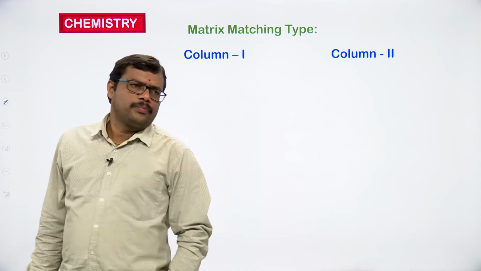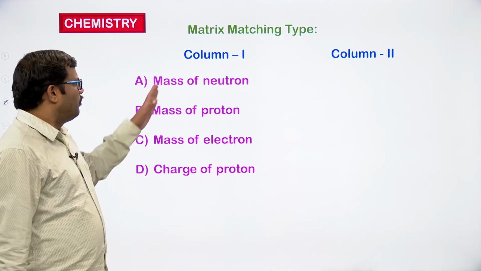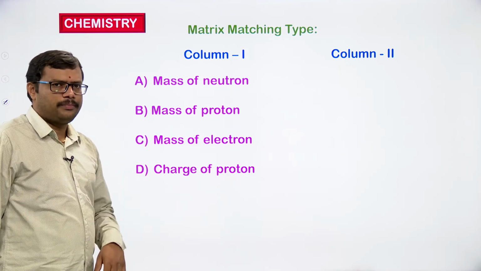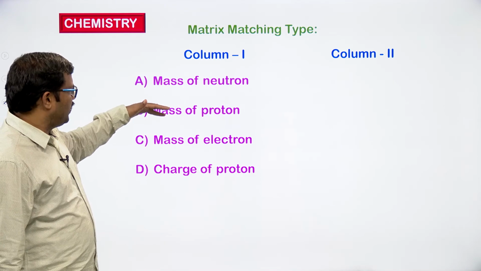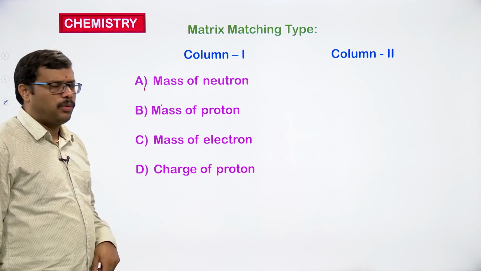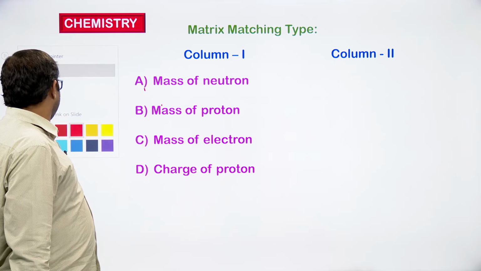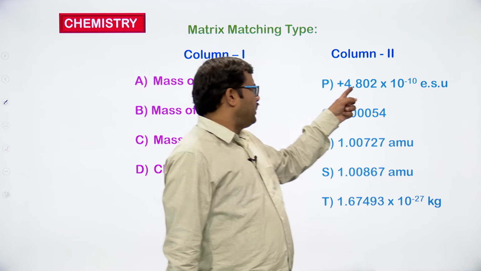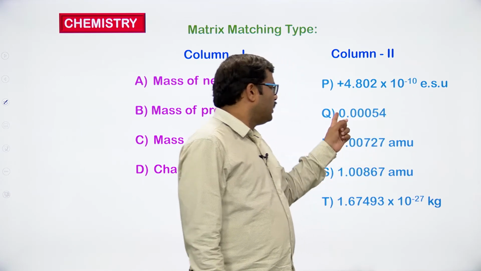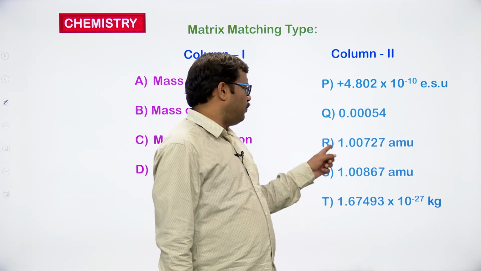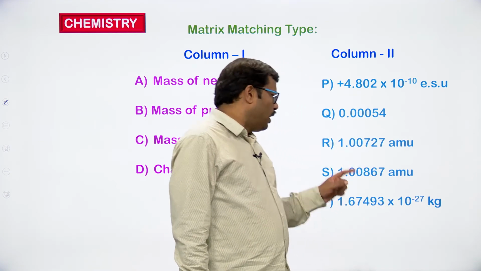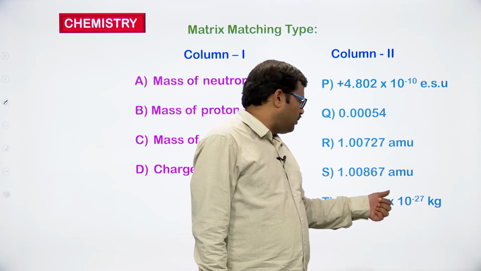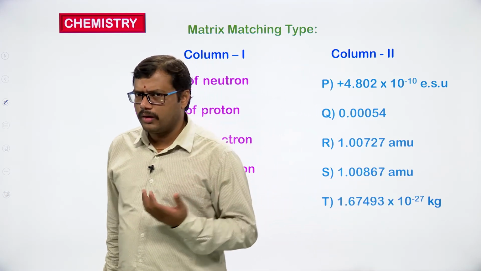Let us see one more. Can you please try this one? Mass of neutron, mass of proton, mass of electron, and charge of proton are given in this column. In column 2, the values are given: plus 4.802 into 10 to the power of minus 10 ESU, 0.00054, 1.00727 AMU, 1.00867 AMU, 1.67493 into 10 to the power of minus 27 kilogram.